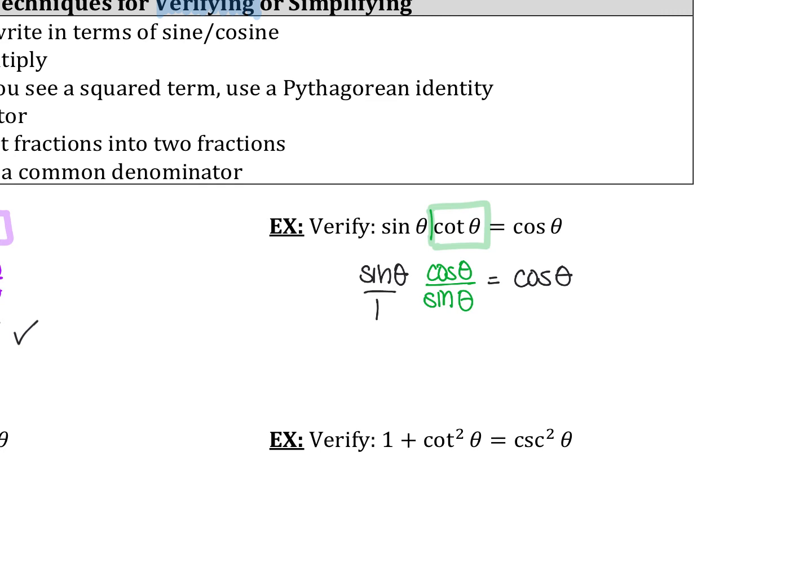The sines do cancel out. This sine and this sine cancel out, because sine of theta is really like having sine of theta over 1. It works. And then we get the cosine of theta equals the cosine of theta. And it does work. Check mark. See, that's not so bad.